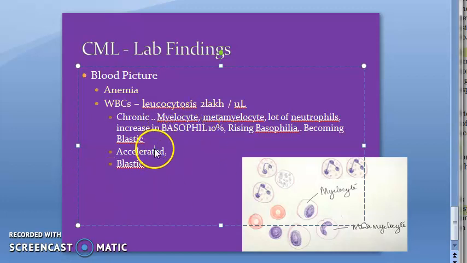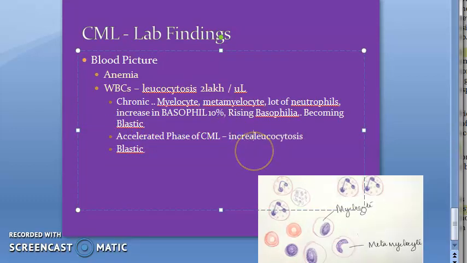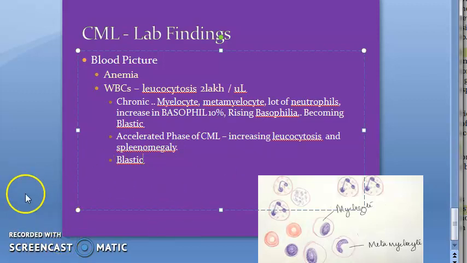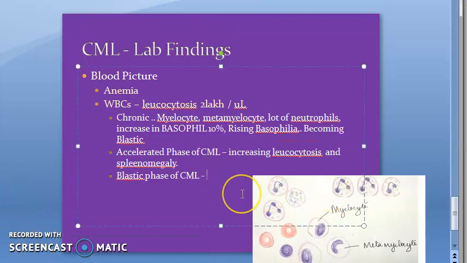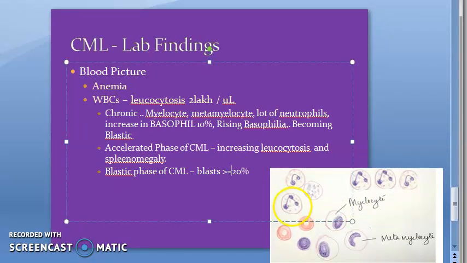Now let us go to accelerated phase. In accelerated CML phase, increasing leukocytosis and splenomegaly. Platelets can't be trusted, either way they can play. Okay, then moving on. Let's go to the blastic phase of CML. Now in blastic phase of CML, what happens? The blasts are more, obviously, right? The blasts are greater than or equal to 20%.